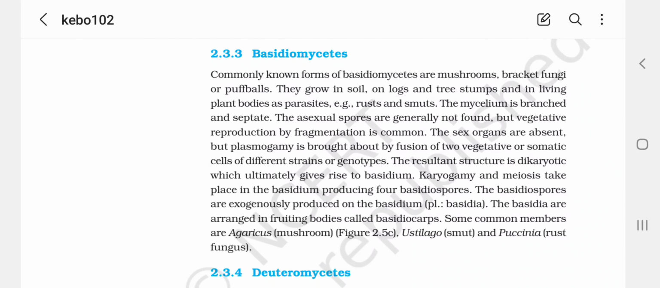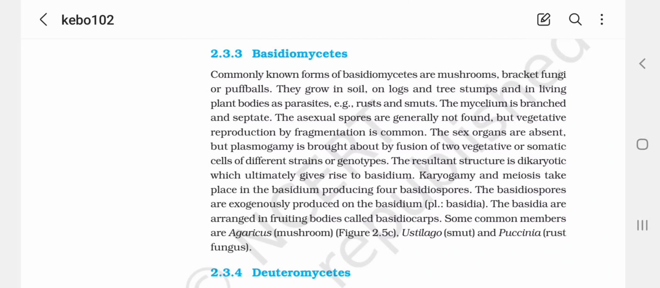2.3.3 Basidiomycetes. Commonly known forms of basidiomycetes are mushrooms, bracket fungi, or puffballs. They grow in soil, on logs, and tree stumps, and in living plant bodies as parasites, example rust and smuts. The mycelium is branched and septate. The asexual spores are generally not found, but vegetative reproduction by fragmentation is common.